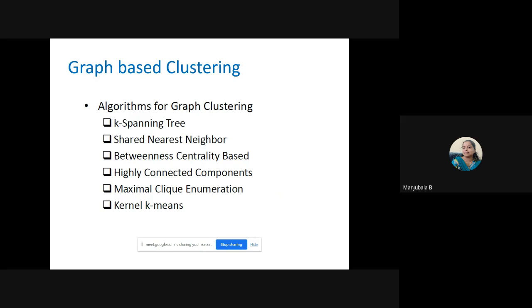So next, after this density-based clustering algorithm, let us discuss some graph-based clustering. So there are different types of graph clustering algorithms. Spanning tree is there, shared nearest neighbor is there, betweenness centrality based algorithm is there, highly connected component, maximal clique enumeration, kernel k-means. So different algorithms are there. So I will briefly tell about the spanning tree and the shared nearest neighbor clustering algorithms, how we can use them to form clusters among the data points.